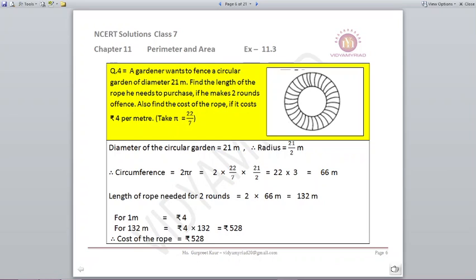Now, we need to find out its circumference. Circumference is basically the boundary, so don't get confused. We want to find out its boundary, for which we need the length of the rope.